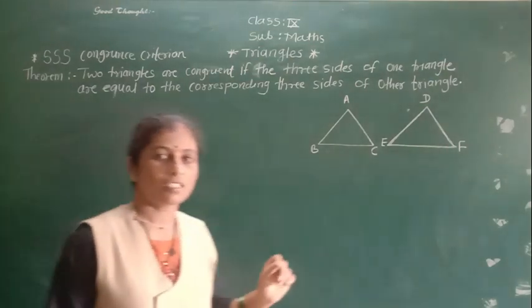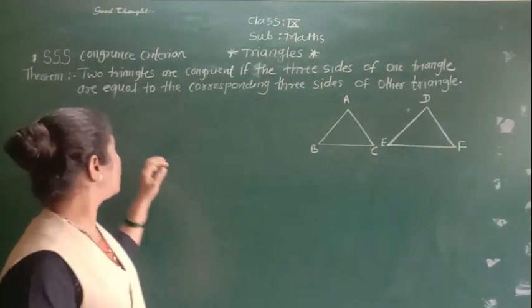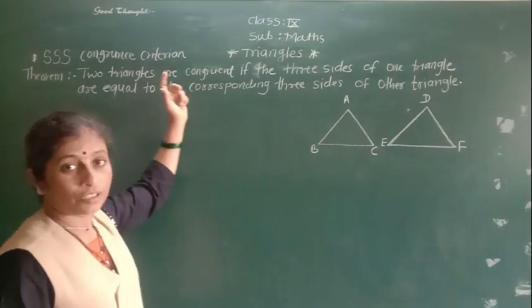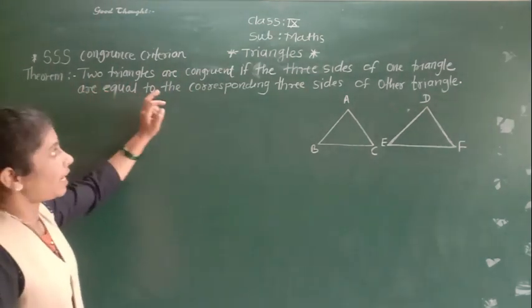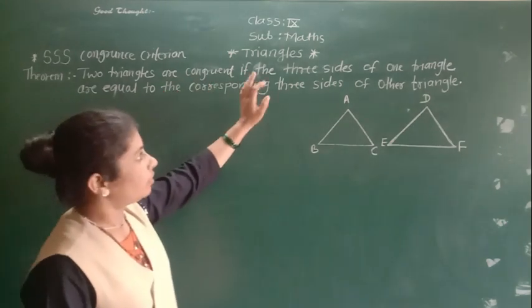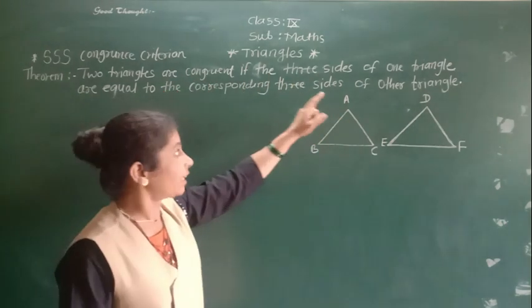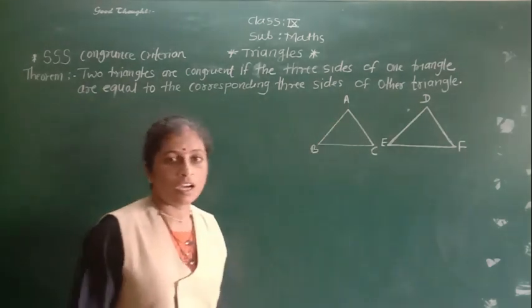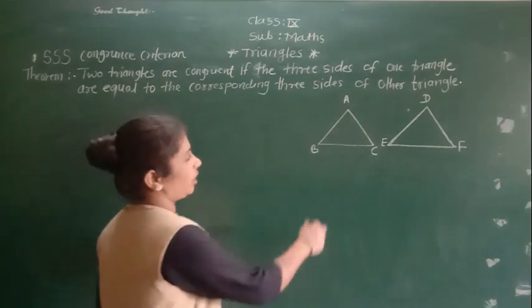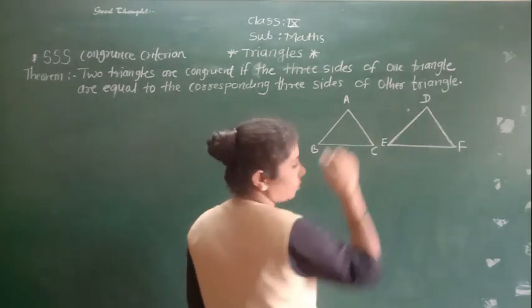Good morning students. Today we are going to see a new criterion, the SSS congruence criterion. The theorem is: two triangles are congruent if three sides of one triangle are equal to the corresponding three sides of the other triangle. According to the theorem, we have drawn these two triangles here.